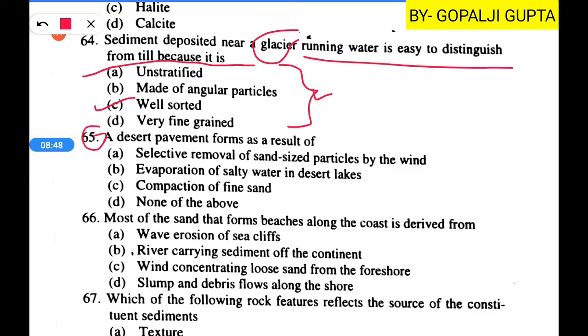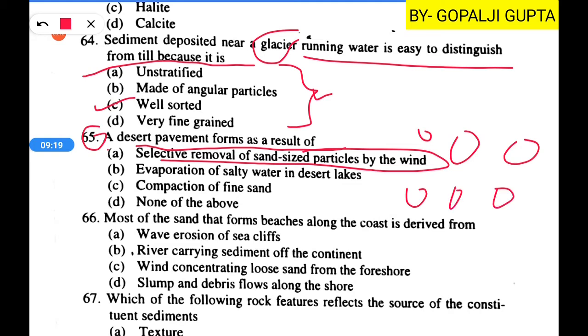Then question number 65 is, a desert pavement forms as a result of. So desert pavement forms as a result of the selective removal of sand sized particles by the wind. What happens is, in any desert area there are a lot of particles. Some are smaller, sand size or silt size, and some are obviously greater, boulder, pebble, cobble size. But whenever there is a flow of wind, the small sand sized particles are easily removed, while the big particles are left behind, which is known as desert pavement.